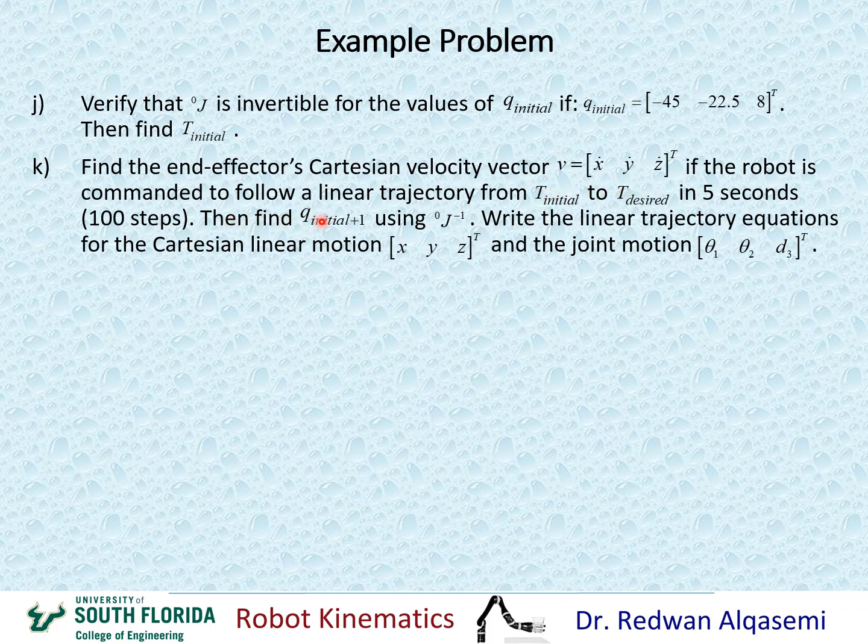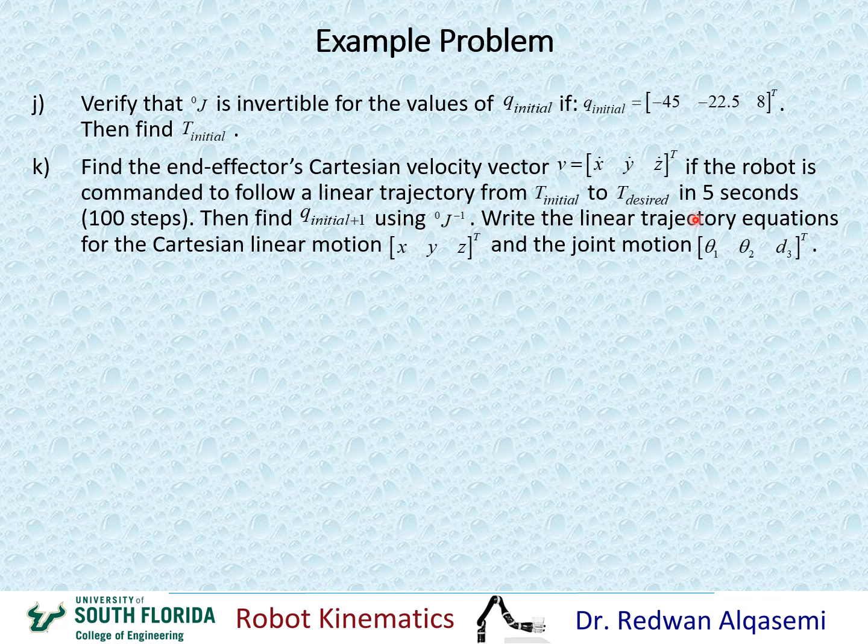Then find q initial plus 1. This means that we want to find the joint positions not at the initial position, but at the initial position plus 1, which means the second step in our trajectory. So q initial is our first step, or step 0 if you want to call it. We would like to find the next step positions of the joints. And for this, we need to use the inverse of the Jacobian in reference to frame 0. So that will be part of chapter 5.